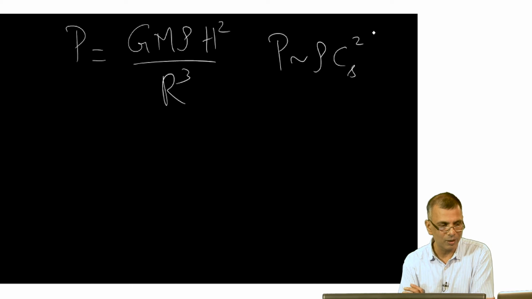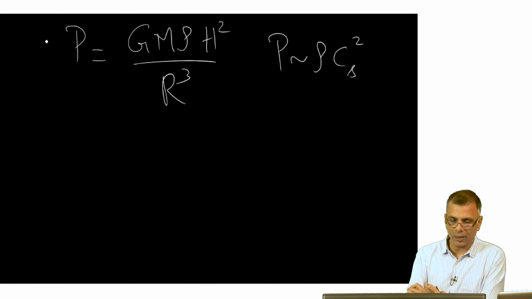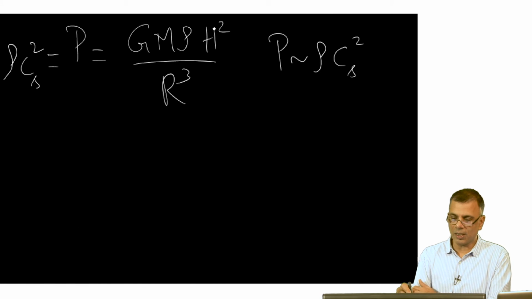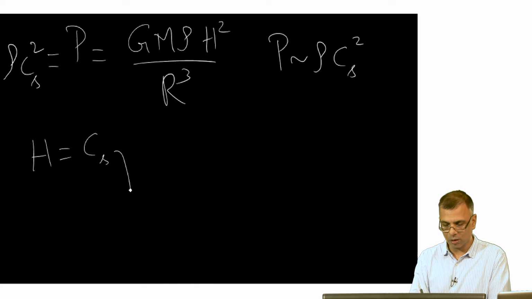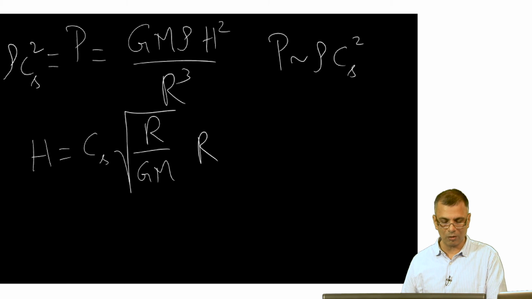They're fairly transparent. Okay. Now, if we write this as equal to rho c sub s squared, then I get a ready expression for the height. The height of the thin disk is essentially equal to c sub s times square root of r over GM, times r. And we've seen this quantity, square root of r over GM, before. You remember, right? This is essentially 1 over the Keplerian velocity.